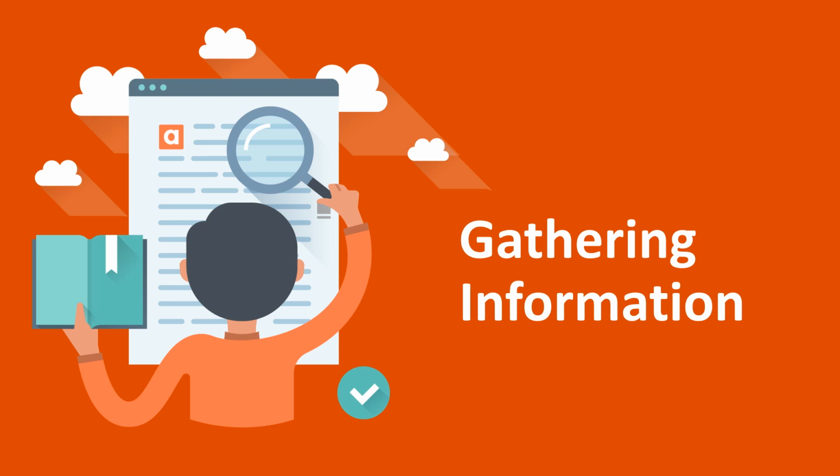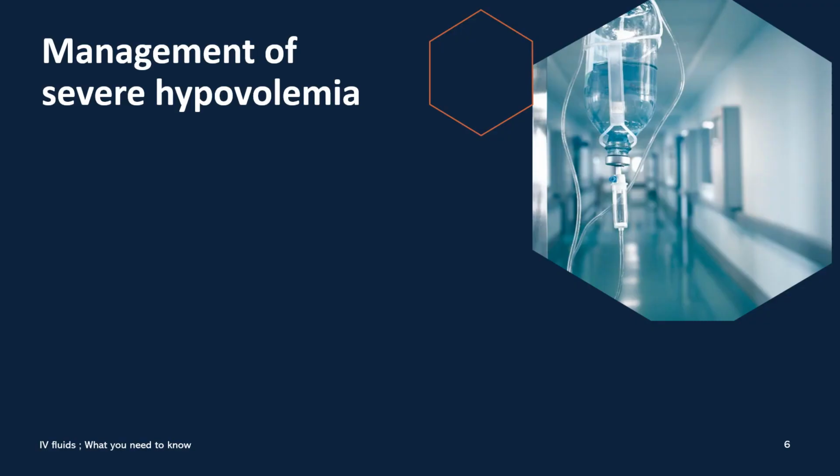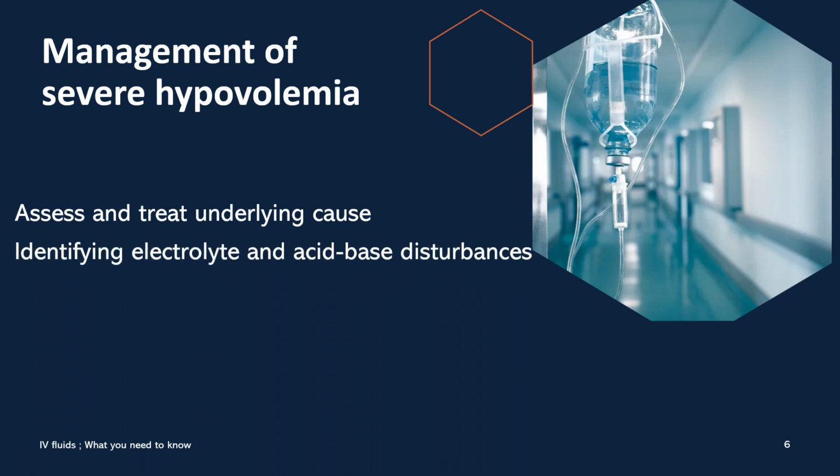So our first step is gathering information. This is how you deal with any problem. Collect all the data from all the available sources. For management of severe hypovolemia, you should always assess and treat the underlying cause. You should search for bleeding and control the site of bleeding, compress it, or even call for surgical intervention to treat this condition. The second step is identifying electrolyte and acid-base disturbances.